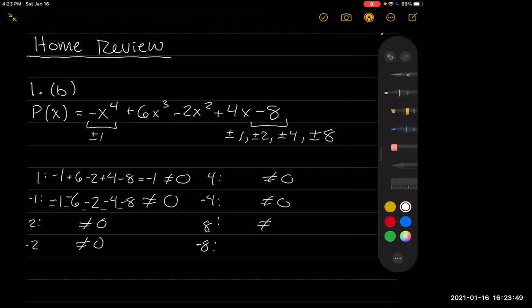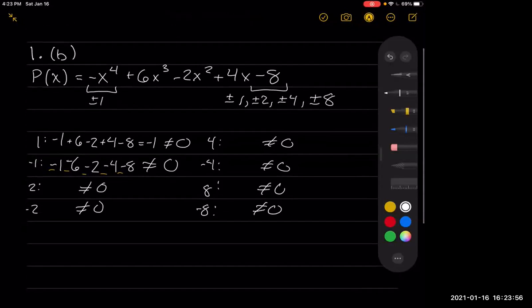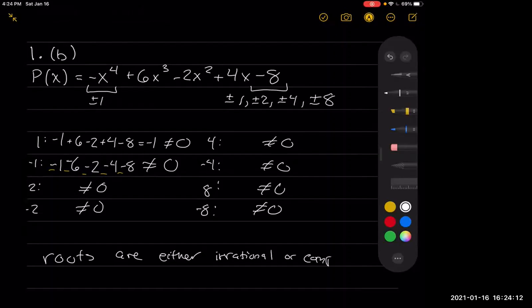And this is very possible with the rational zeros theorem. The whole point of that theorem is that if you have a rational root, it will be of this form. So that means that our roots are either irrational or complex. I wanted you guys to have an understanding that this theorem doesn't always work. That's why I had this problem on the homework and why it might have seemed funky that you didn't get any of them actually being zeros.